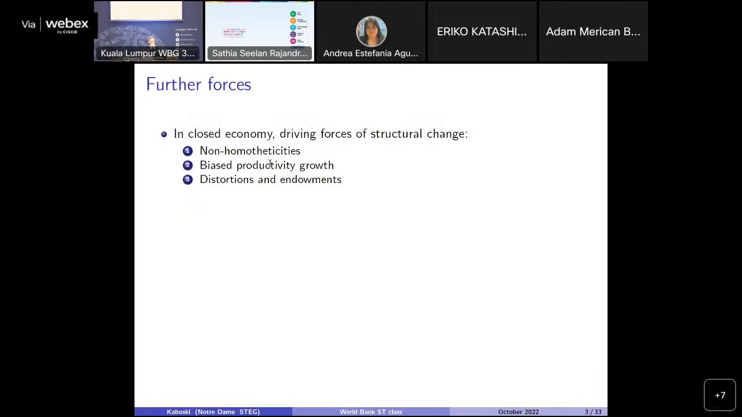So I'm skipping this first part about persistent non-homotheticities, and I'm going to go to the open economy, thinking about the further forces. In the closed economy, what we discussed the last time, the driving forces of structural change are non-homothetic preferences, biased productivity growth, and distortions and/or endowments.